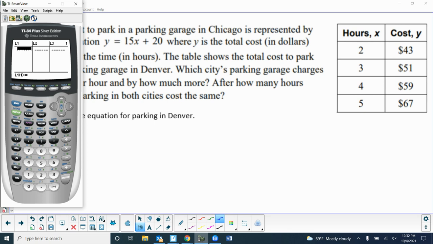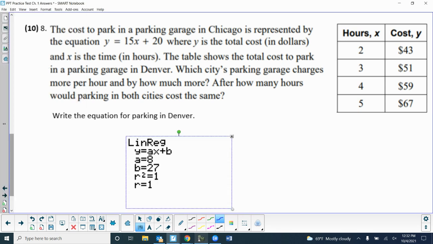All right, and I need a 2, 3, 4, and 5. And there. And then 43, 51, 59, and 67. All right, and then go back to stat, calc, 4, enter, and there's our answer.